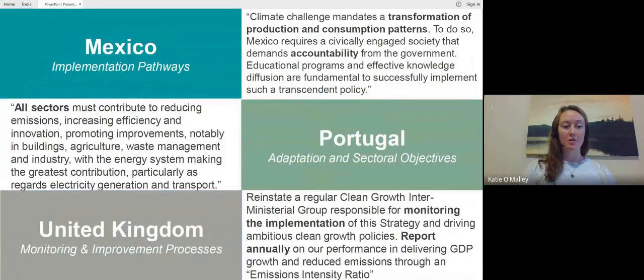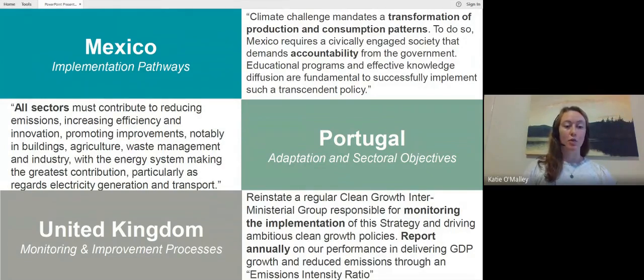Mexico has also submitted their LTS, named their Climate Change Mid-Century Strategy. It was submitted in 2016 and specifically presents implementation pathways, such as educational programs and effective knowledge diffusion in their strategy. So what Sam was mentioning earlier with implementation pathways, Mexico is a really helpful example of those.